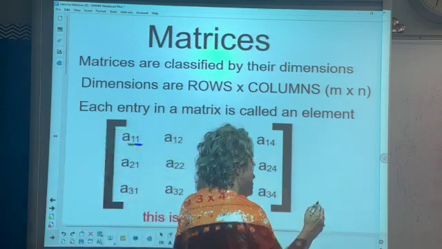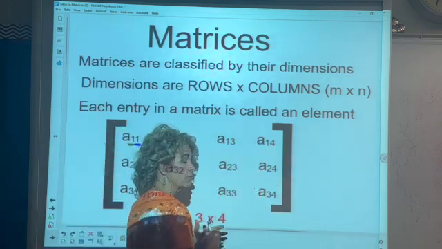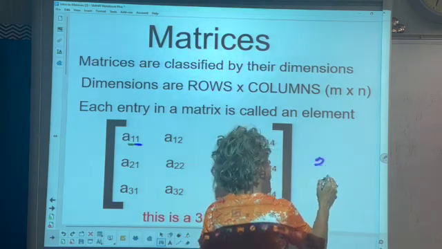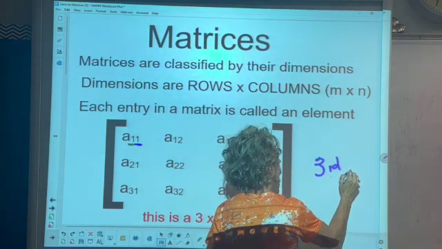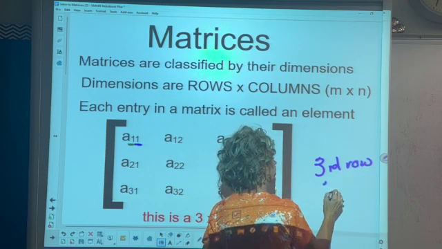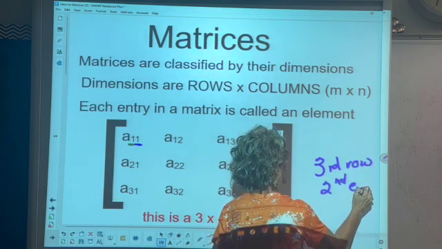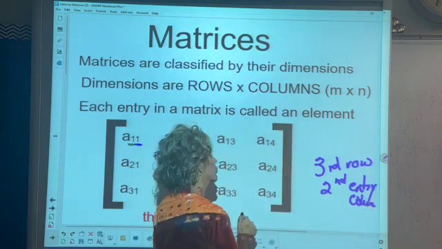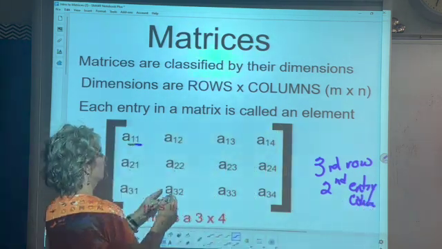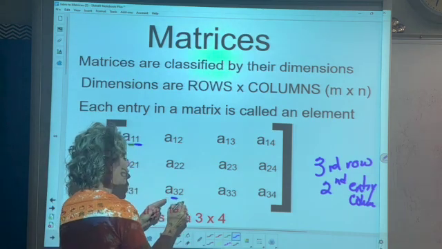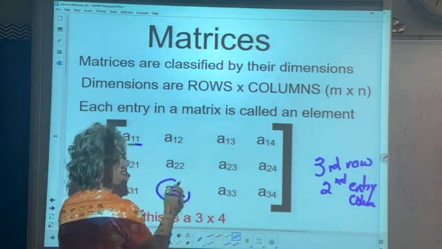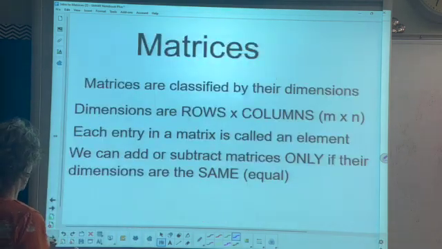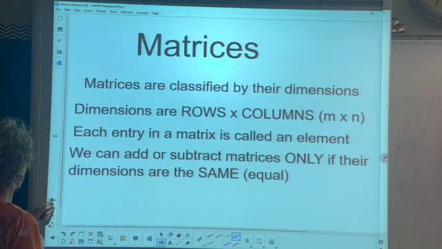If we wanted to know what entry was in, let's say, the third row and the second entry, or the second column, we would go to the third row, 1, 2, 3, and the second entry. Third row, second entry. This is what it would be, okay? So that denotes those. Ooh, I think I went too fast. Let's go back one, I think.